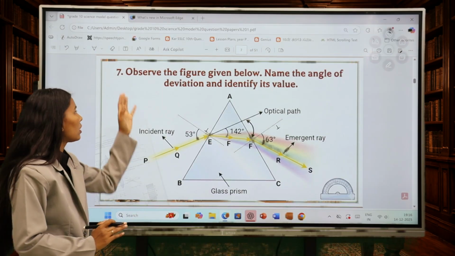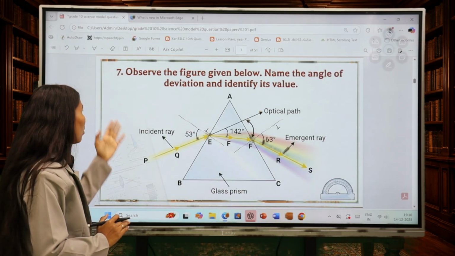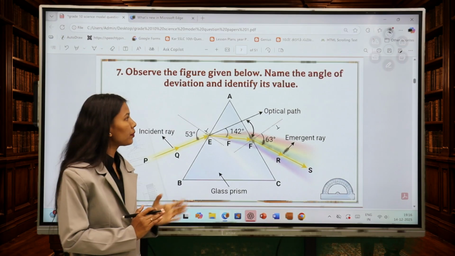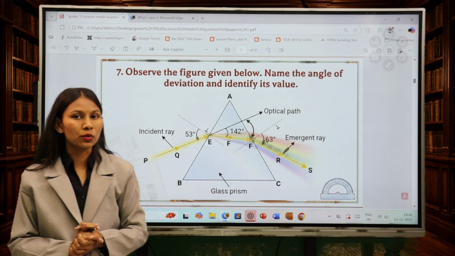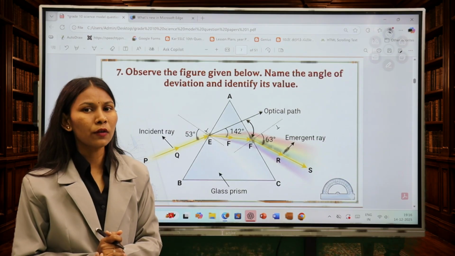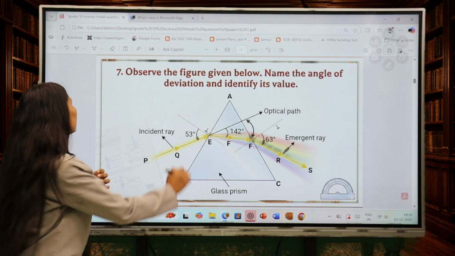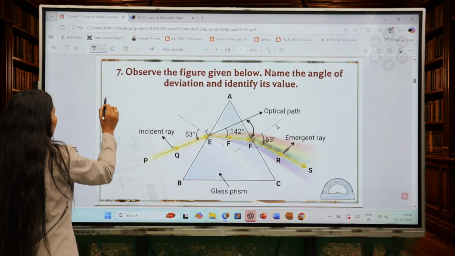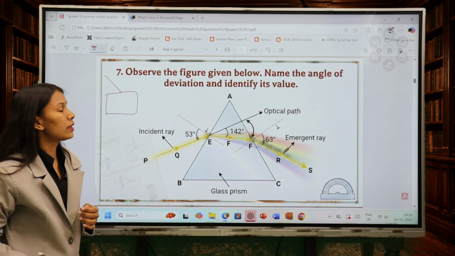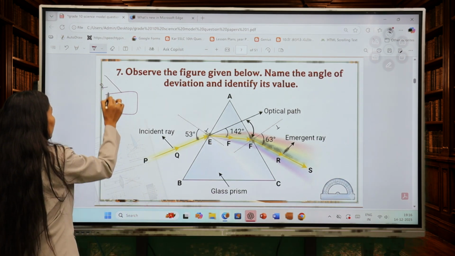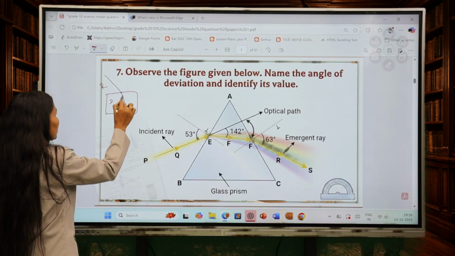Here our seventh question is: observe the figure given below. Name the angle of deviation and identify its value. Here, what is the angle of deviation? As you all know, this is the refraction on the glass slab. What happens when the light ray is entering from a rarer medium to a denser medium? It bends towards the normal.